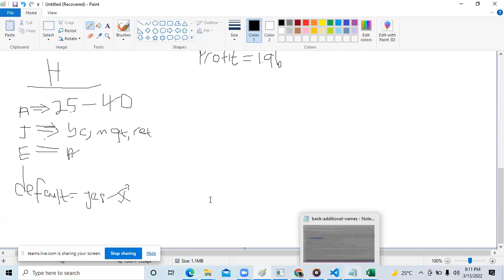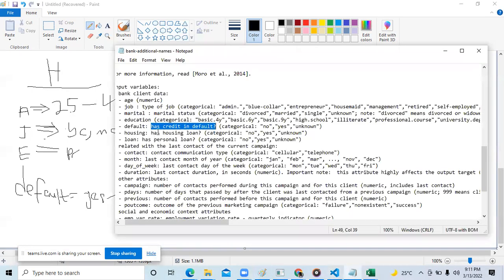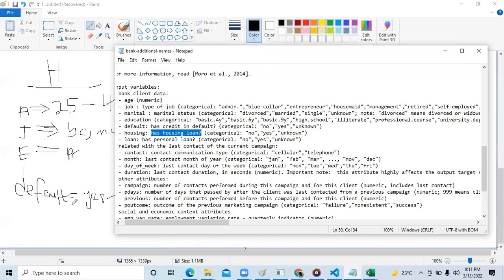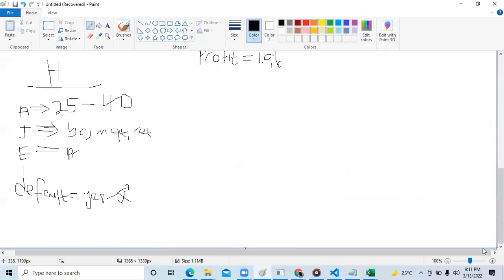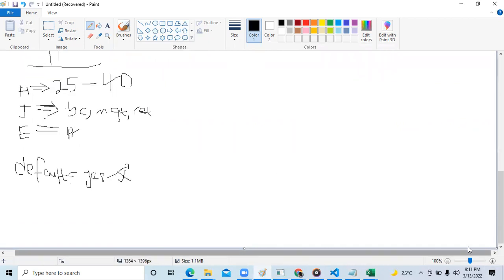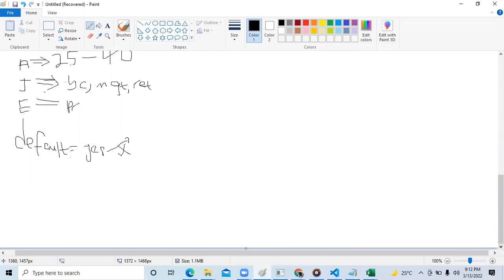So let's go. Housing: does the person have a housing loan? Obviously, the person has a housing loan. The person has some credit default, just like this, right? So yes, housing loans are going to affect, or maybe not. We'll see when we analyze the data. But it's obviously going to affect their predisposition to be able to make a deposit.